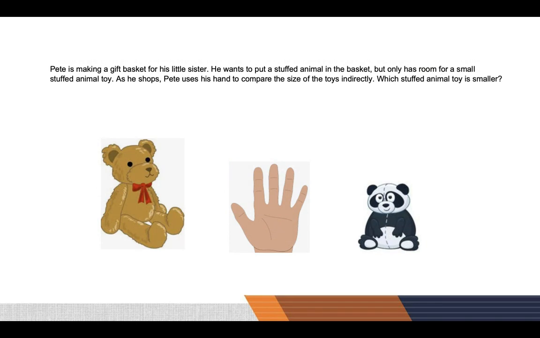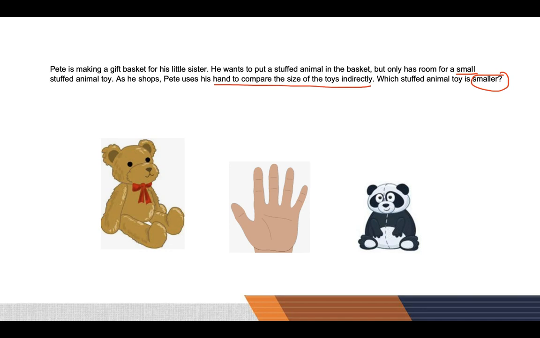Pete is making a gift basket for his little sister. He wants to put a stuffed animal in the basket, but only has room for a small stuffed animal toy. As he shops, Pete uses his hand to compare the size of the toys indirectly. Which stuffed animal toy is smaller? So we're looking for the smaller one.